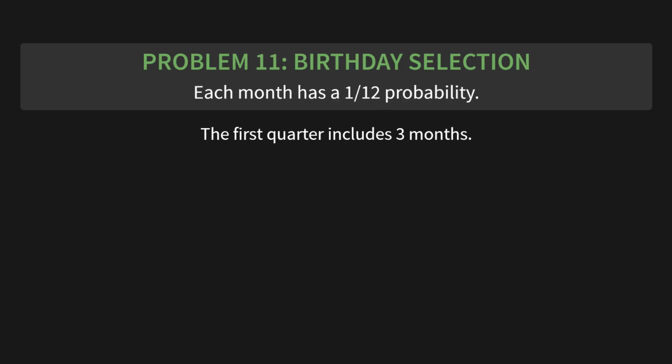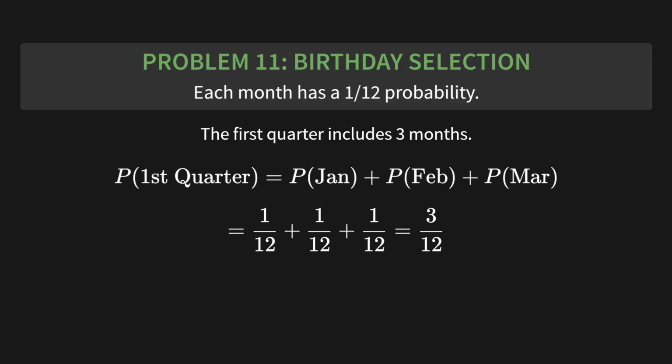Well, since each month has a 1 in 12 probability, and the first quarter includes 3 months, we just add them up. The probability of the first quarter is the probability of January plus the probability of February plus the probability of March. That's 1/12 plus 1/12 plus 1/12, which equals 3/12. And that simplifies down to a result of 1/4, or 25%.